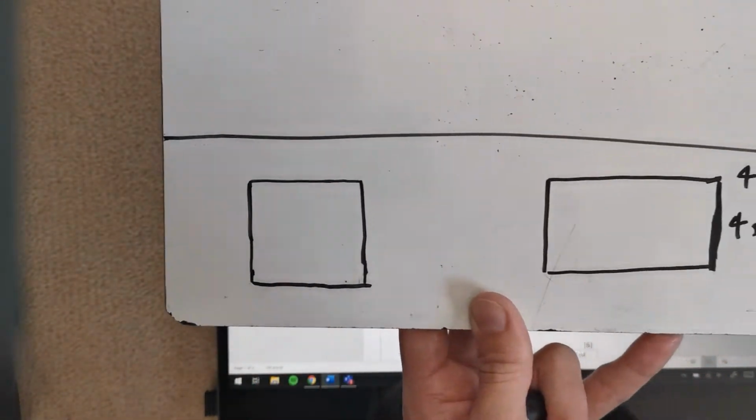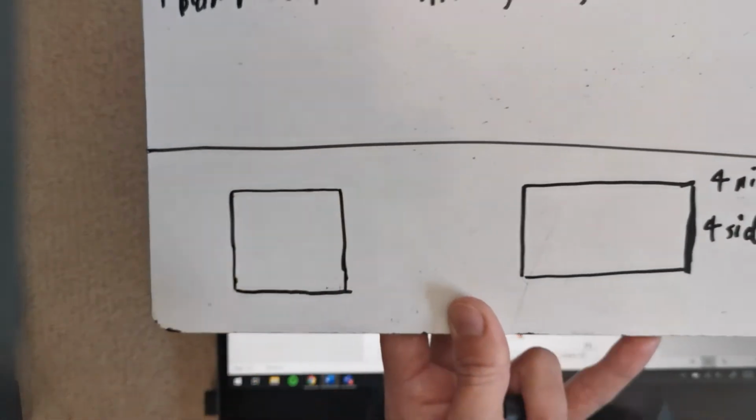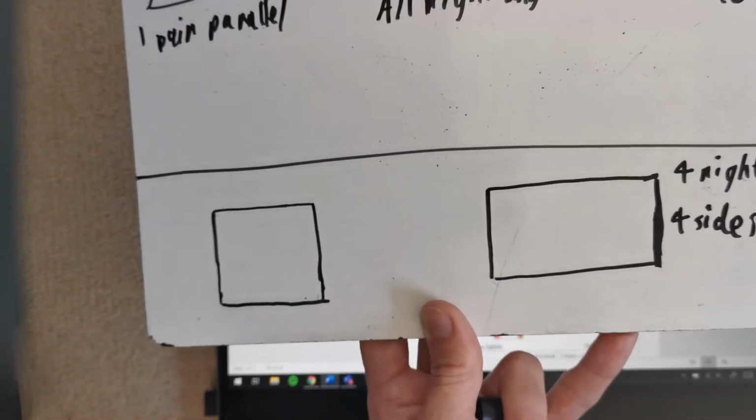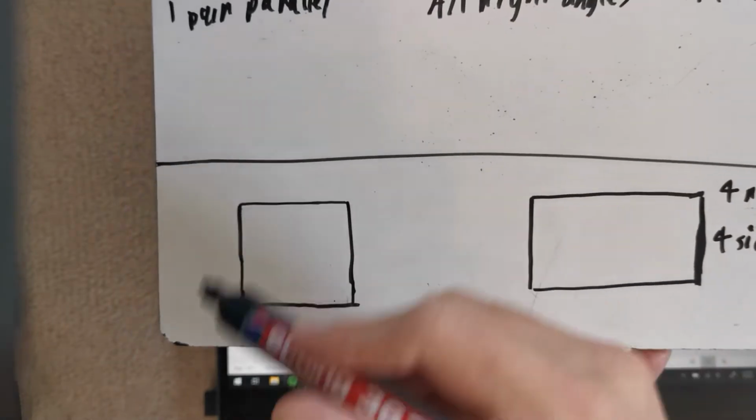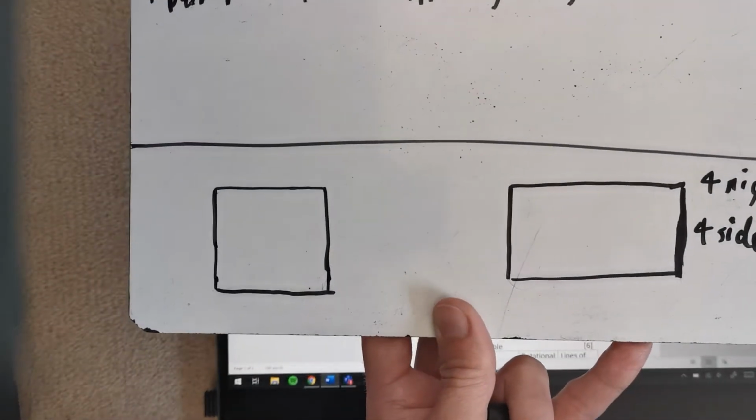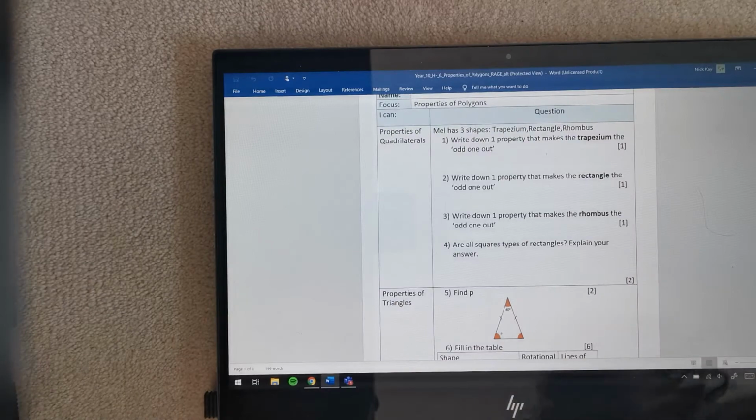Does a square conform to that? Well, yes, it does. It's got four right angles and it's got four sides. The only extra bit of information is the fact that all these sides are equal. That's it. So that's questions 1 to 4 done.